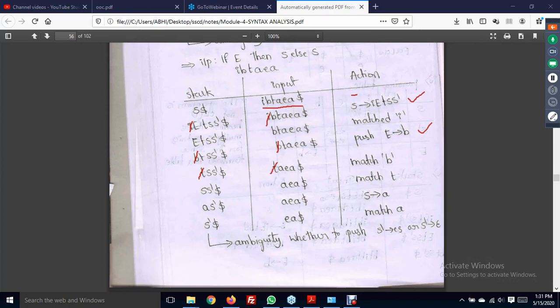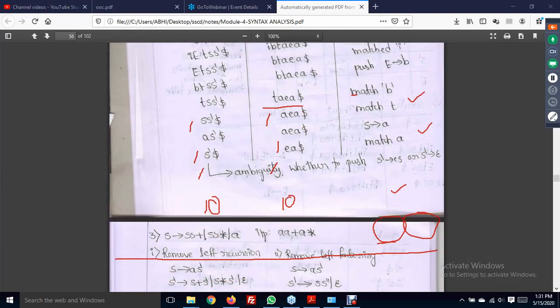Is there any production moving from S to A? Yes, we have S → a. So A and A will be deleted. So again I came back with S' dollar and E. So the same situation. S' on E has two productions. So I have an ambiguity here. I cannot move further for this particular input also. I hope I have made sense here with respect to the example problem.